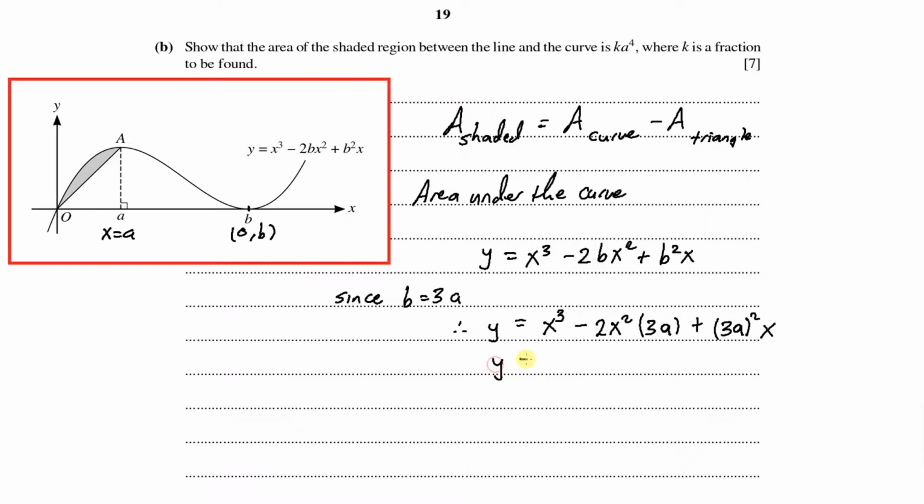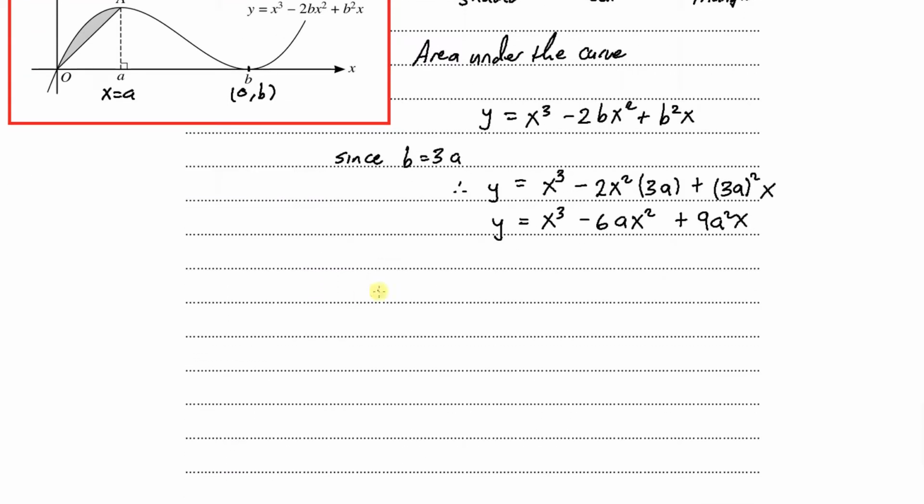I'll simplify it, so that will be y is equal to x cubed minus 6a x squared, and then that's plus 9a squared x. So this is the same equation, but I've only written it in terms of a. So now I can find the area under the curve by integration.